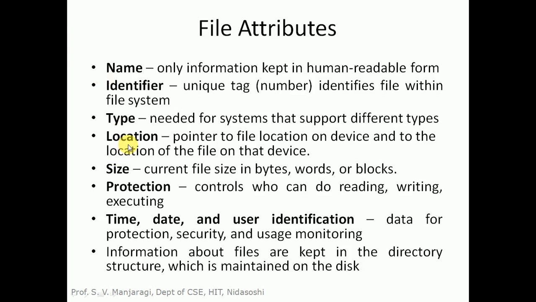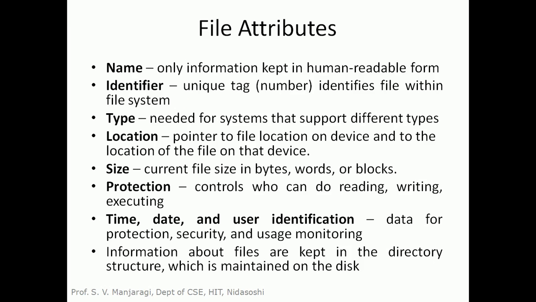Exactly at what location a file is stored in the device can be identified by this location attribute. The next attribute is the size. It is basically the size of the file, usually measured in terms of bytes. Sometimes size can be measured in terms of words or blocks, but most of the time the size of the file is indicated in terms of bytes only.